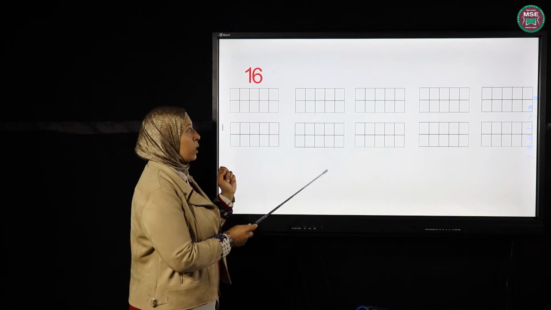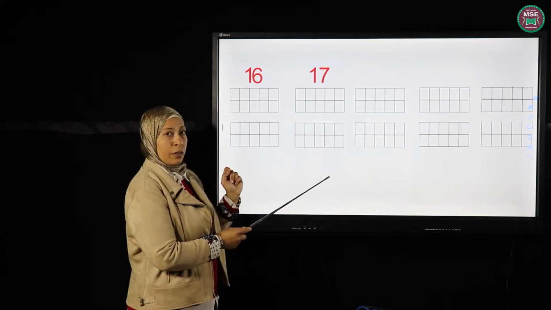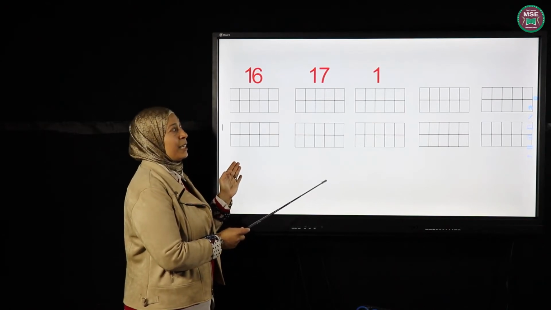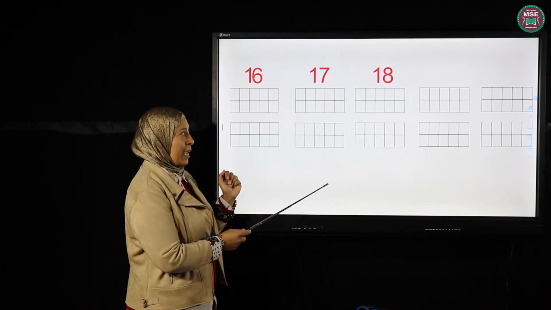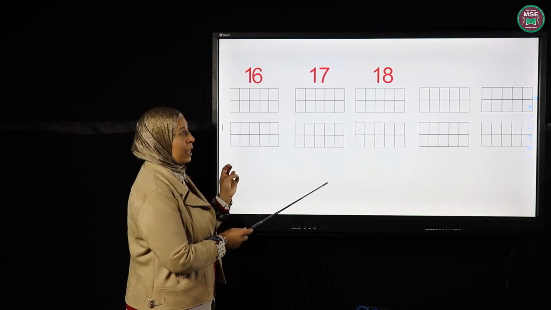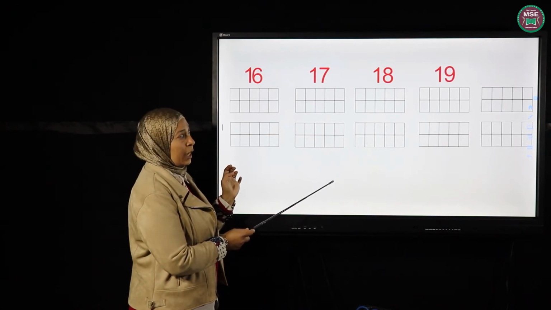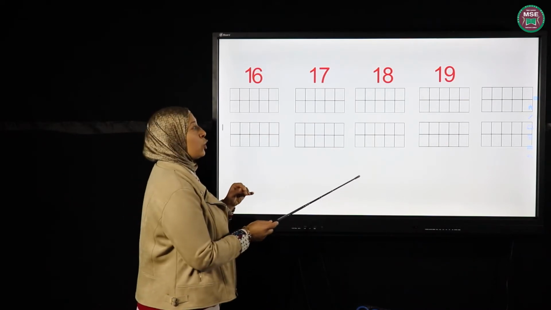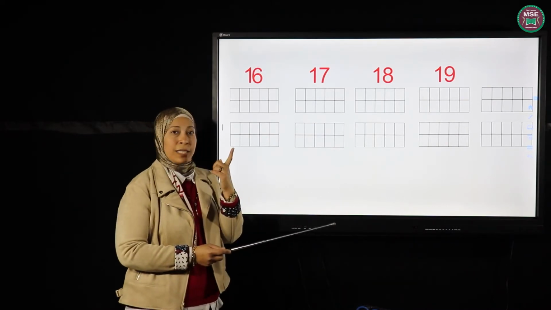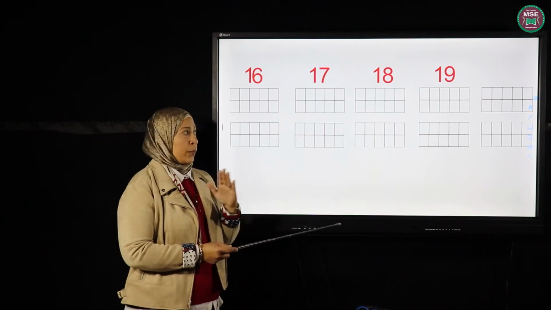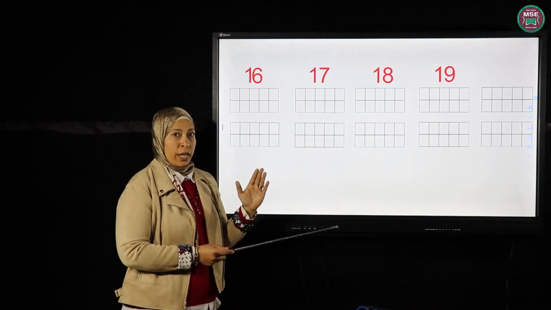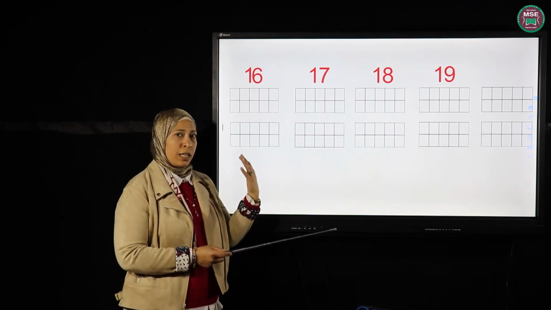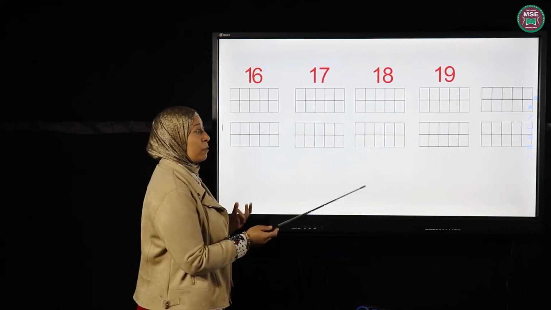17, 1 and 7. Okay, after 17, 18, 1 and 8. After 18, 19, 1 and 9. Excellent. And finally comes 20. When I say 20, I start saying it in another way, right? I used to say teen: 17, 18, 19. Okay, and now it's going to be 20.